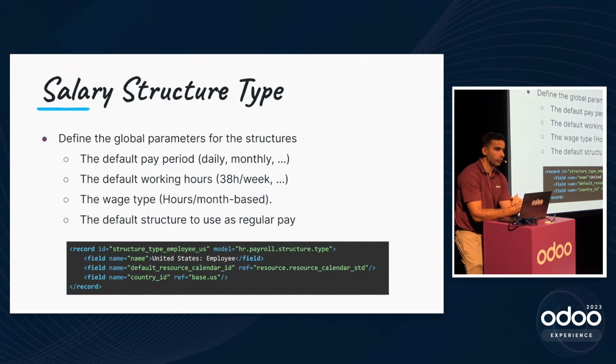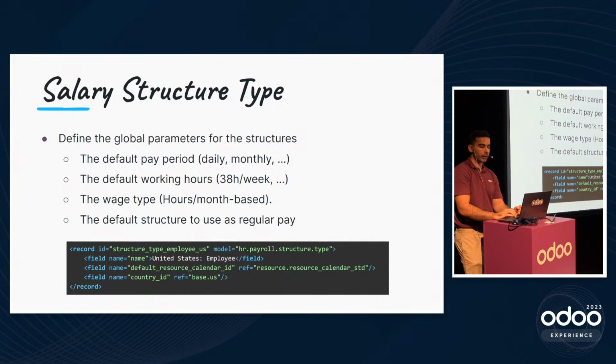You can also define the default working time calendar. For example, it could be a calendar of 38 hours a week. It's possible for an employee to have a different calendar, but globally, all the employees will follow this calendar. You can also define the way that the employee is paid. Is he paid on the worked hours, or is he paid a fixed salary each month?